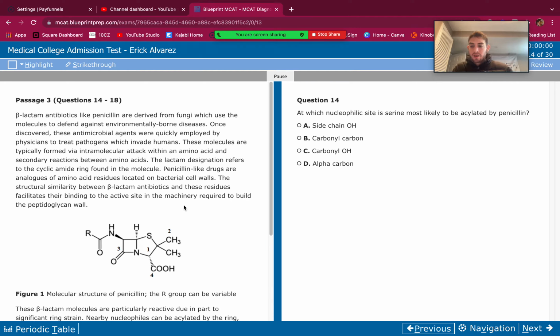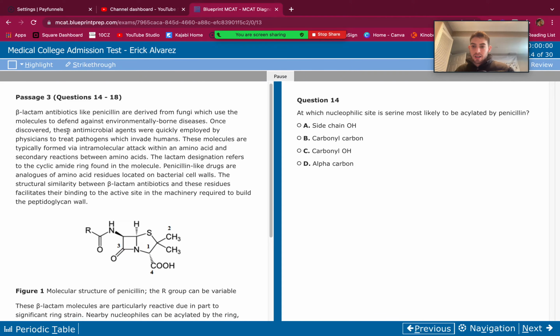I'm going to be breaking down another passage. This passage is from Blueprint. Okay, this is from their diagnostic test. When you make a Blueprint account, you get a diagnostic test and a whole entire full-length exam, for free when you make an account. So I'm going to be breaking this down.